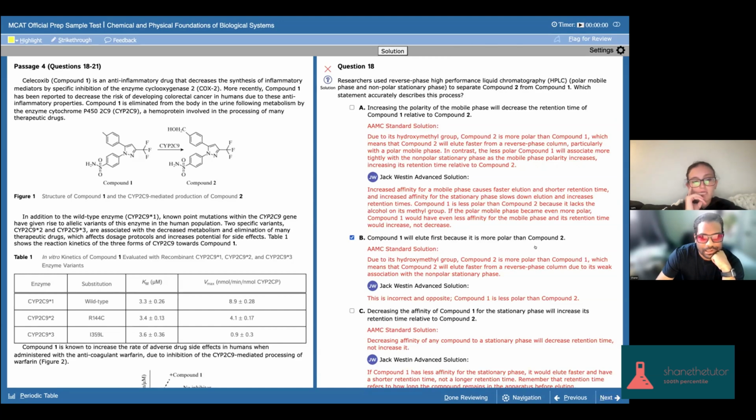Researchers used reverse phase high performance liquid chromatography, HPLC, with a polar mobile phase and nonpolar stationary phase to separate compound 2 from compound 1. Which statement accurately describes this process? Okay, let's see. So compound 1, compound 2. What's the difference?